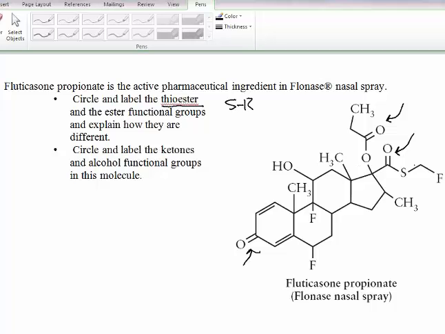Well, I think we'll recognize that it's this carbonyl that has an SR group, and that's the thioester. So then the ester has an OR group attached to it. This carbonyl has an oxygen, and the entire rest of the molecule is the OR group, so we'll call this one the ester.